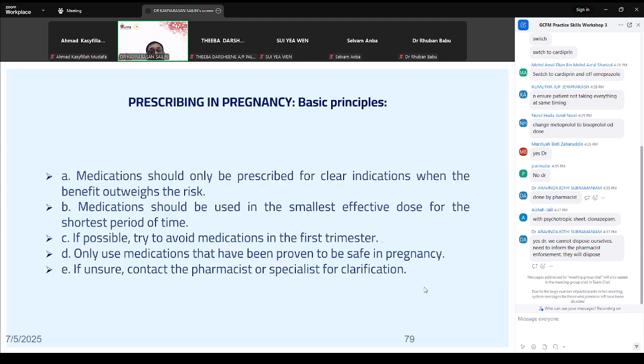This is quite sad. So always remember the basic principles in pregnancy. Medication should only be prescribed for a clear indication when the benefit outweighs the risk. Medication should be used in the smallest effective dose for the shortest period. If possible, try to avoid medication in the first trimester. Only use medication that has been proven to be safe in pregnancy. If unsure, contact the pharmacist or the specialist for clarification. So this is for pregnancy.